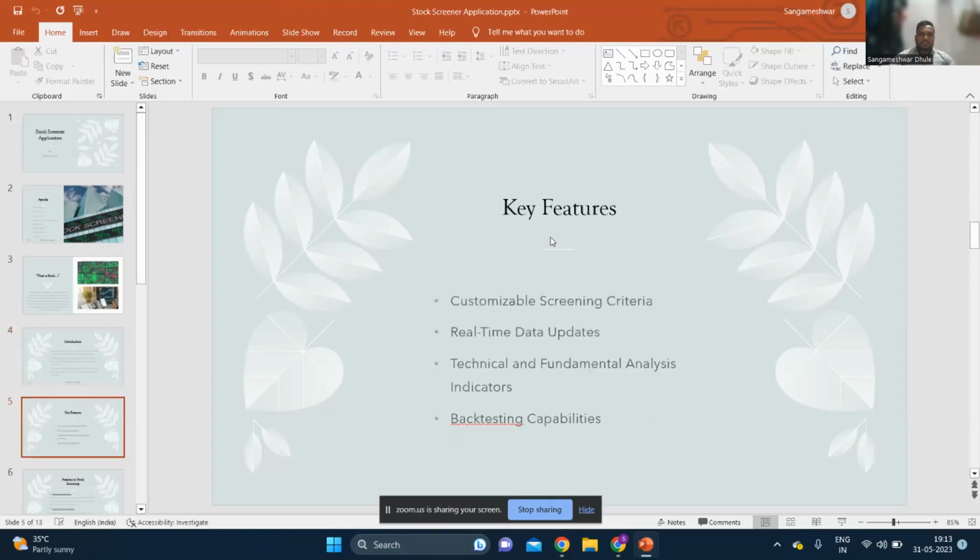Okay, so these are some of its key features. Our application has customizable screening criteria. It gives real-time data updates and performs technical and fundamental analysis indicators. It also has backtesting capabilities. As I have told you before, it works on past data and predicts something in the future.